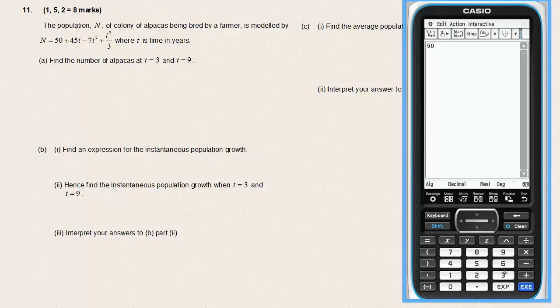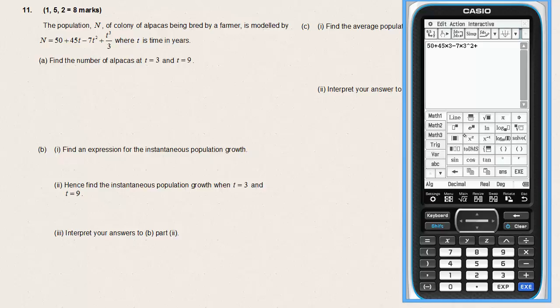So that's going to be 50, add 45 times 3, take away 7 times 3 squared, add 3 cubed over 3, so let's use the fraction template for that. So that's going to be 3 to the power 3, and we need that on the bottom, so 3, and that gives us 131.